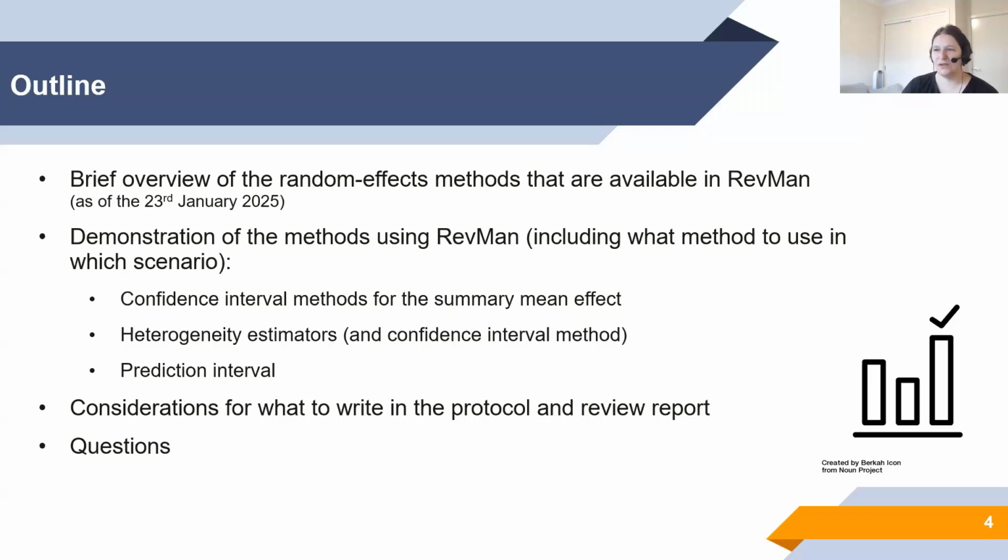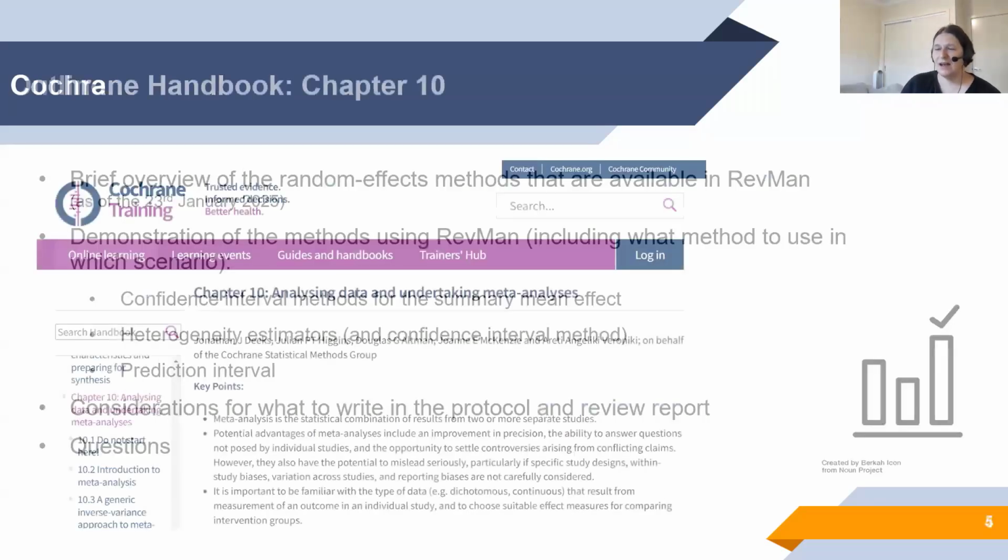And then we're going to move on to demonstrating the methods using RevMan, including what method might be used in which scenario. We're going to cover confidence interval methods for the summary mean effect, heterogeneity methods, and a confidence interval for the heterogeneity estimate, and the prediction interval. And then briefly, we're going to conclude again with some considerations for what to write in the protocol and review report, and then we'll have some time for questions.